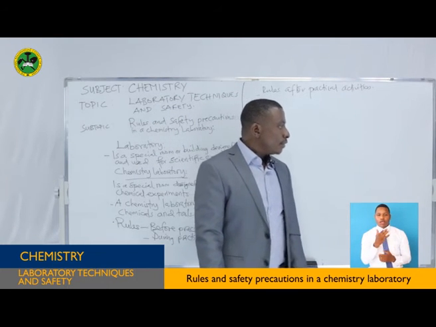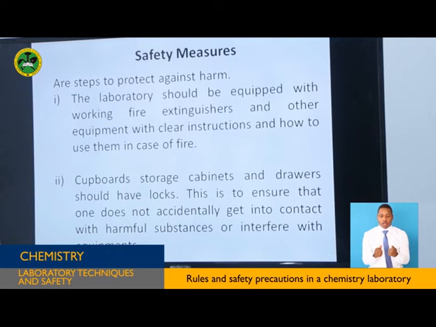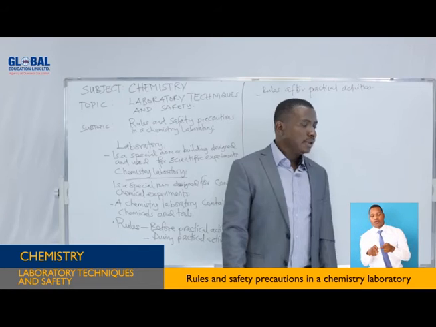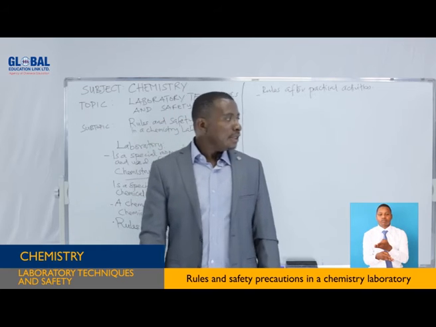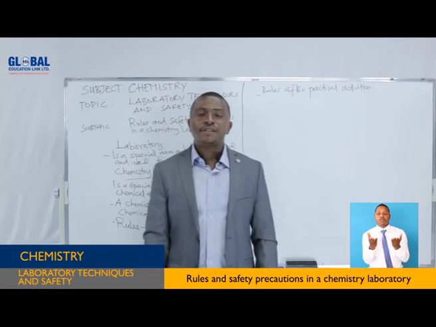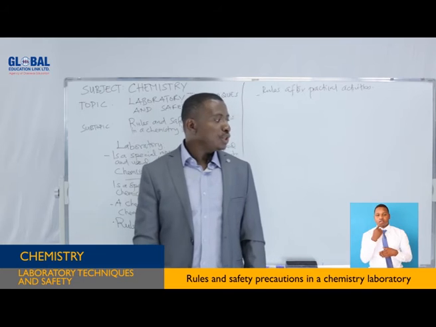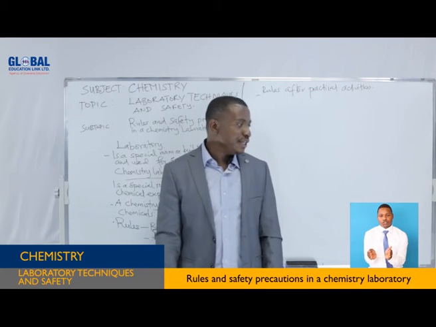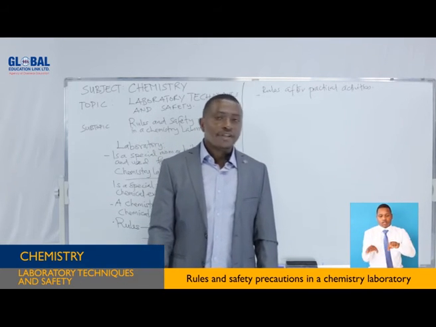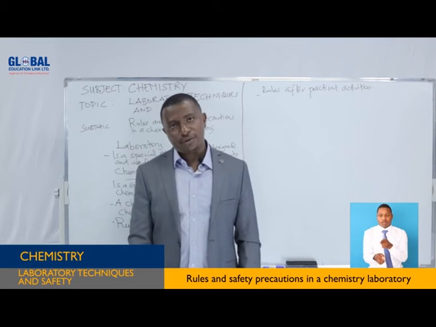Number 2, cupboards, storage cabinets, and drawers should have locks. This is to ensure that one does not accidentally get into contact with harmful substances or interfere with the equipment. This safety measure tells us about the proper storage of different reagents, that the cupboards should have drawers.